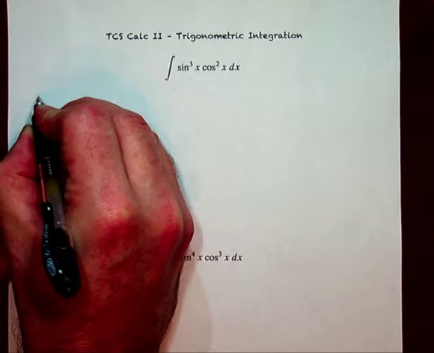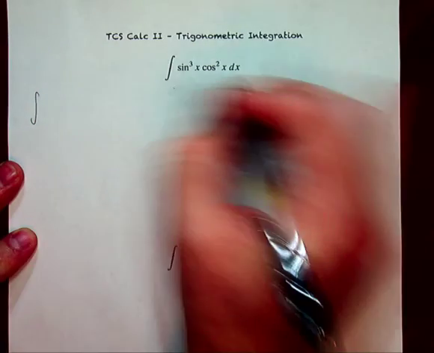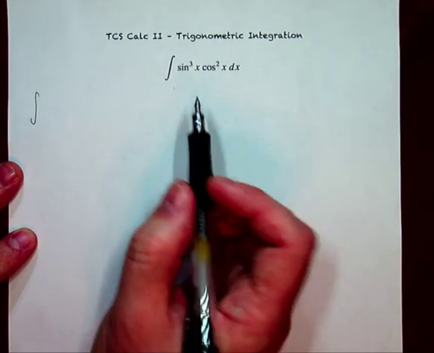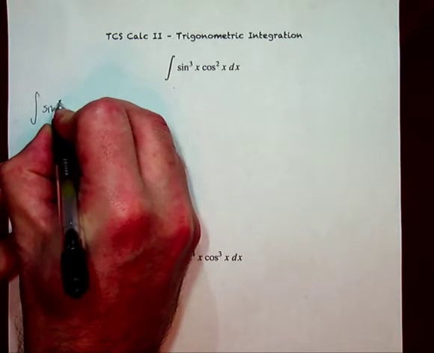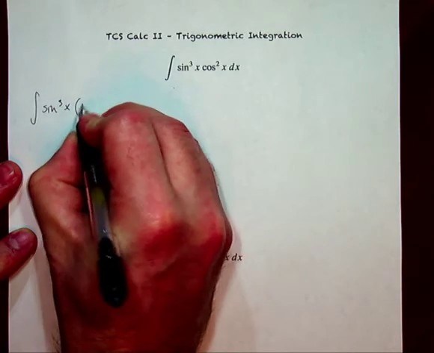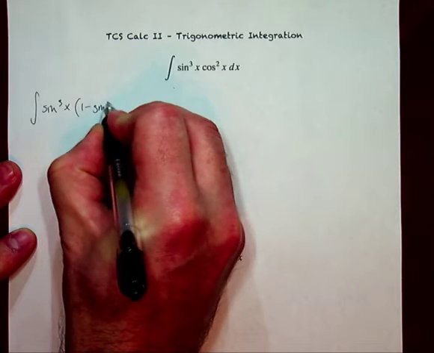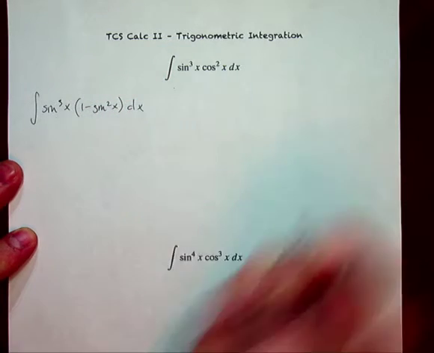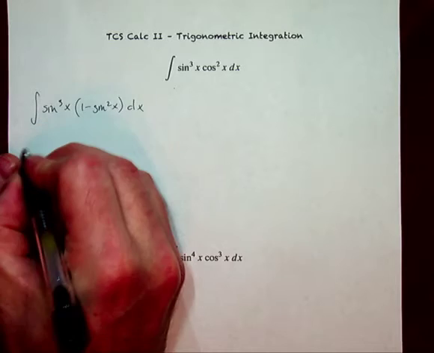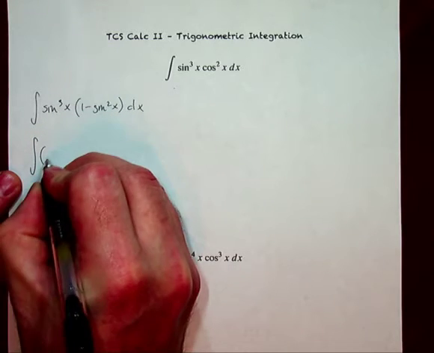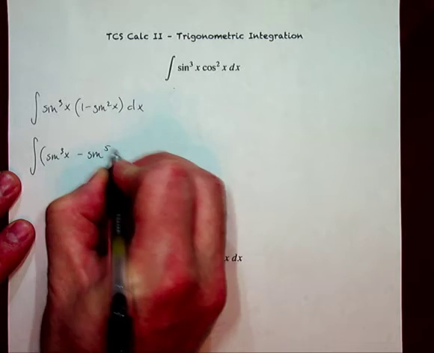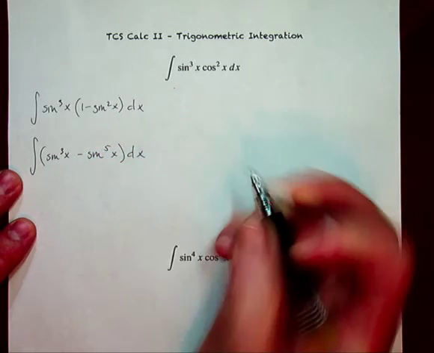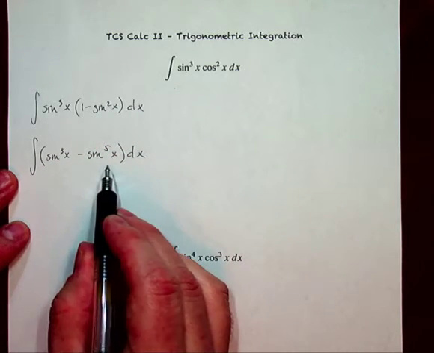If I were to actually choose sine as my u value, that means that I'm going to change that cosine by means of Pythagorean into 1 minus sine squared. And then, of course, I can go ahead and distribute, and I get sine cubed minus sine to the 5th x dx. Now it's all in terms of one trig function.